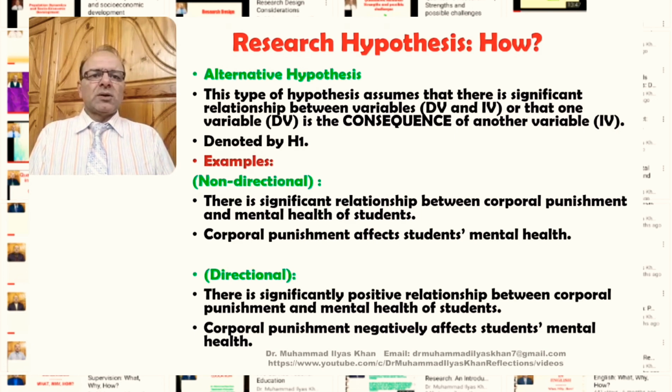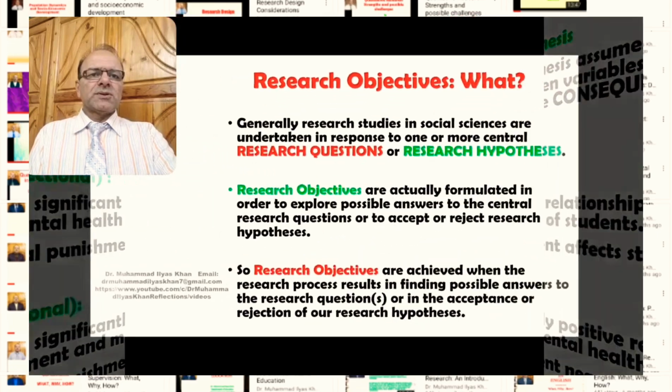That is, in what ways, or whether it affects it positively or negatively. So we don't know about this. A directional hypothesis, on the other hand, also shows the direction of the relationship or the impact. So, there is a significantly positive relationship between corporal punishment and mental health of students. Here you see that it assumes not just a relationship but also that it is a positive relationship. Similarly, corporal punishment negatively affects students' mental health. So this is also one of the categorizations where we have the alternative hypothesis further divided into non-directional and directional hypotheses.